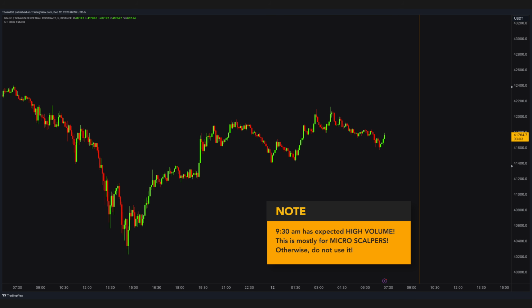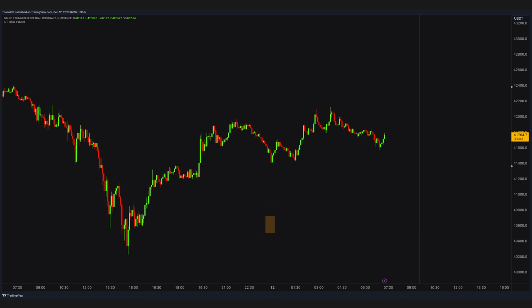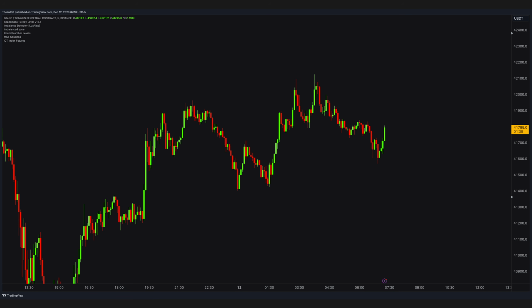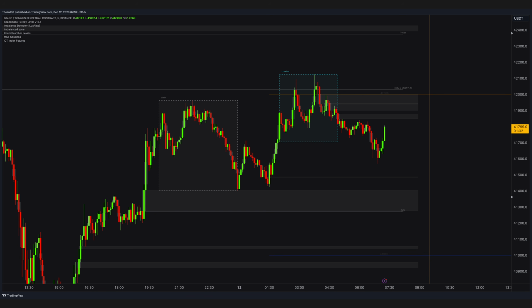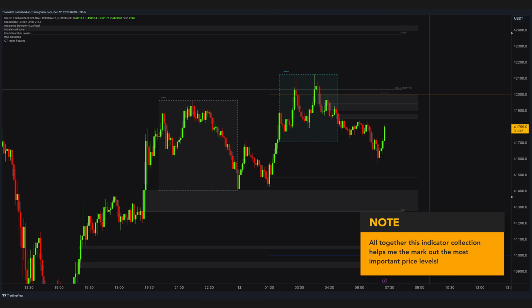This indicator is only for micro scalpers under 15 minutes. If you are a larger time frame day trader or swing trader, skip this indicator. You will not need this one. So, altogether, when I open all the indicators at once, my chart will look like this. It makes me aware of all institutional levels, session levels, imbalances, and round numbers.